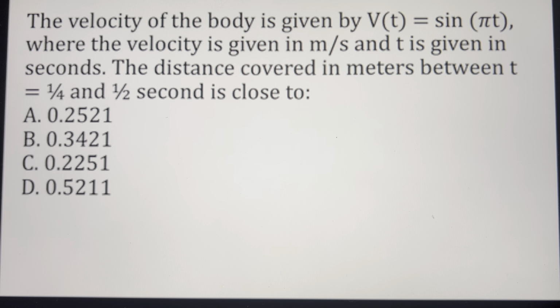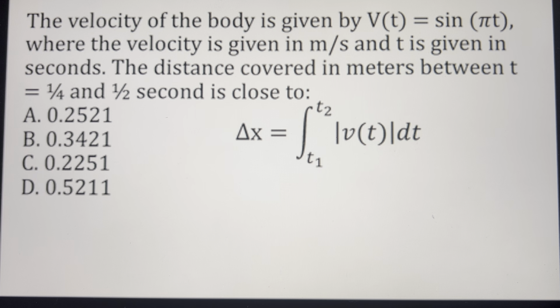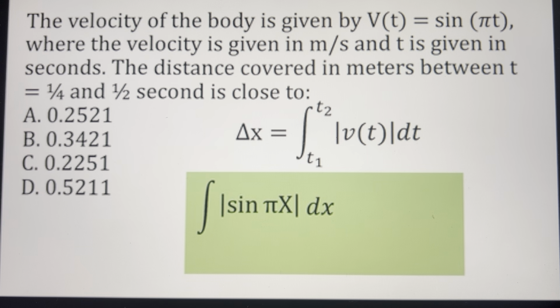The velocity of the body is given by v of t is sine pi t, where the velocity is given in meters per second and t is given in seconds. The distance covered in meters between t equals 1/4 and 1/2 is close to blank. Again, when we have a trigonometric function here, use mode radians. And our distance covered is the integral of the absolute value of v of t. So inserting that, v of t is sine pi t. And limit will be from 1/4 to 1/2 seconds. Answer will be 0.2251.